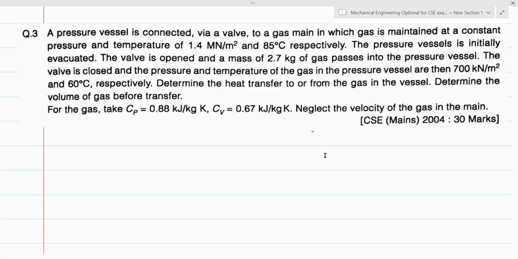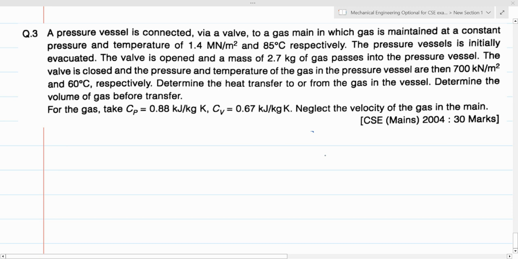So this question is an engineering thermodynamics question that appeared in IAS exam 2004 and which is of 30 marks. So let us solve this question by first reading the question.